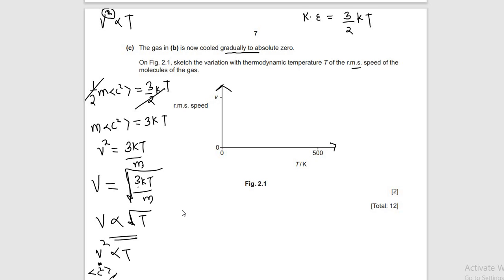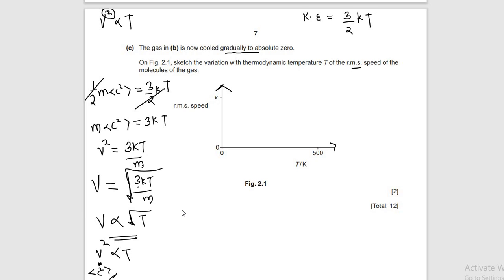Just imagine hot water. When it's hot, the molecules will be vibrating. When it's cool, they gradually lose their energy and calm down gradually. So which means that the speed will be decreasing.